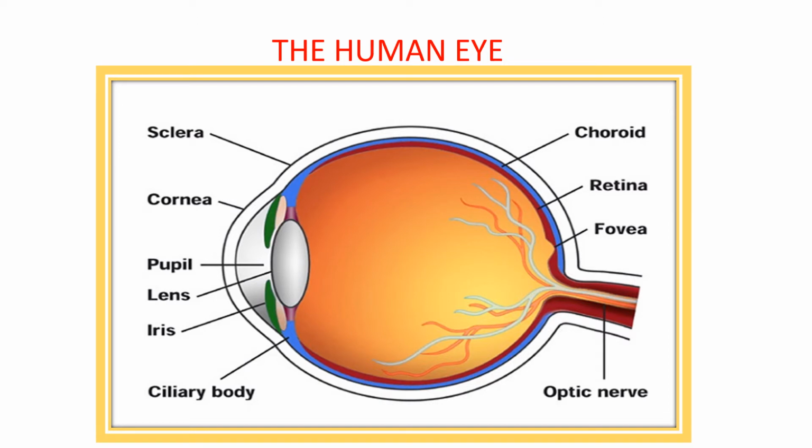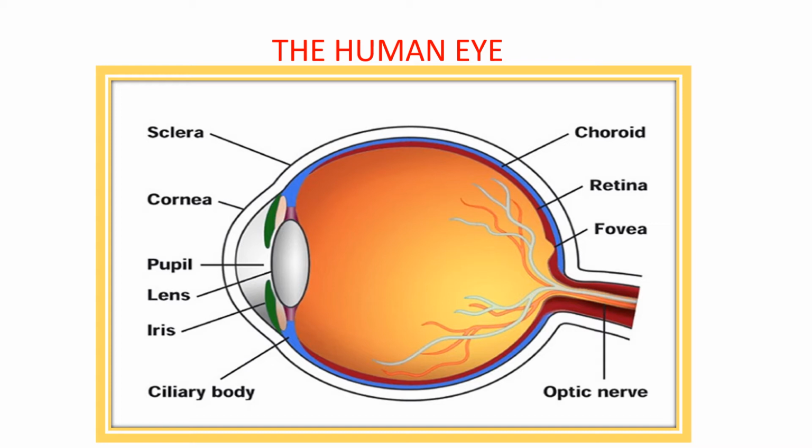The eyeball is almost like a spherical ball. It has a diameter of about 2.3 centimeter. The outer part of the eye is composed of three layers of tissues, namely sclera, choroid, and retina. Let us discuss the structure and function of each part of the eye.